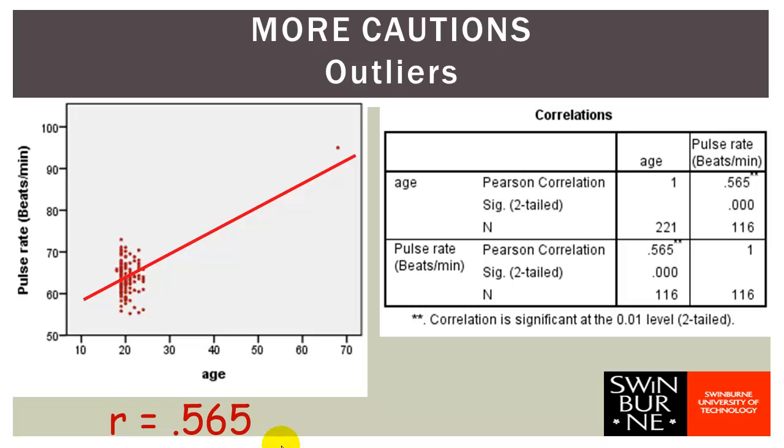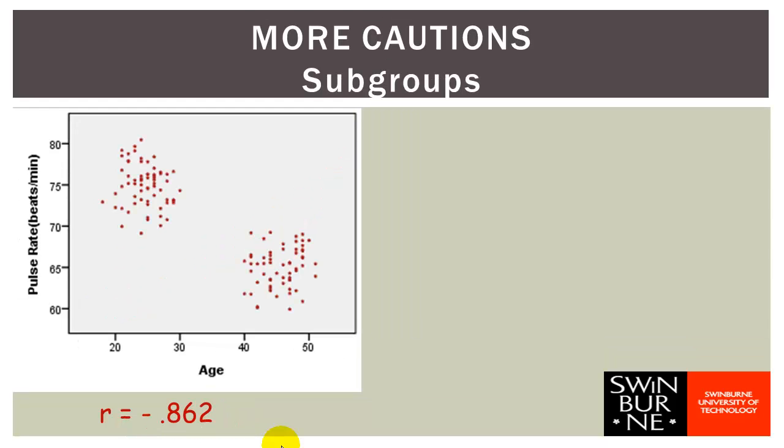There's one more situation in which Pearson's R is not a useful statistic, or where it can give us a misleading impression of the strength and even the direction of the relationship, and that's if there are subgroups in the data. So if you have a look at this particular data set, you can see quite clearly two separate clusters of points. There's one cluster in the top left-hand corner who tend to be younger and have higher pulse rates, and another cluster in the right-hand corner which tend to be older and have lower pulse rates.